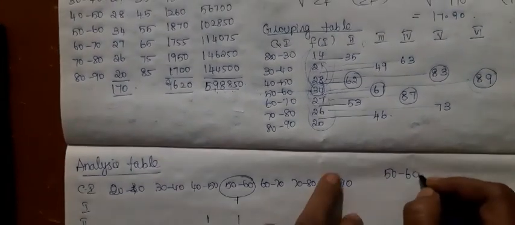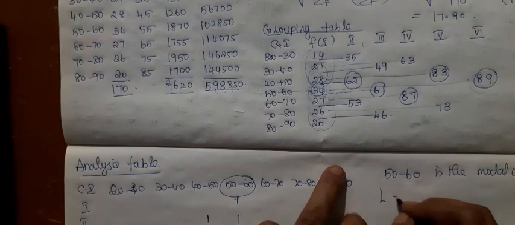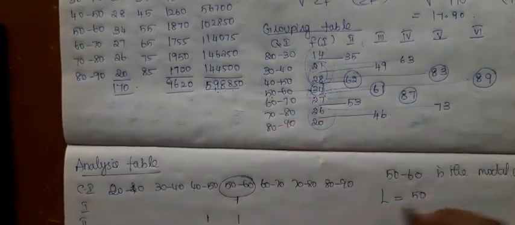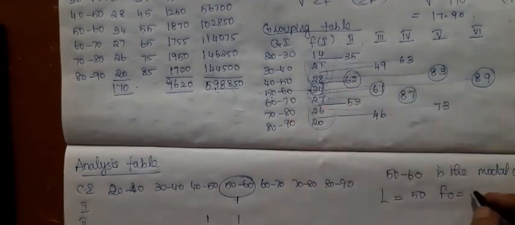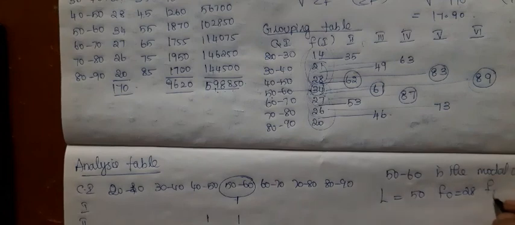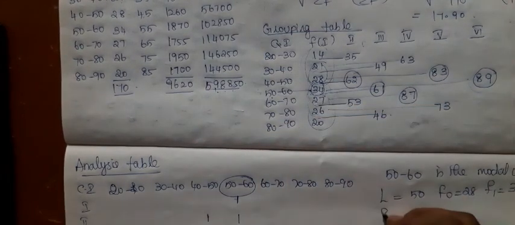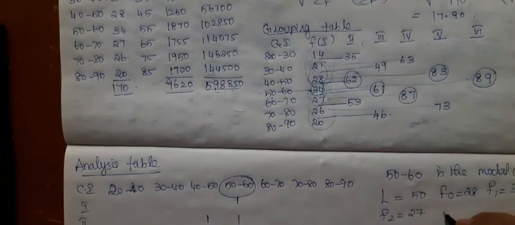Let us write 50 to 60 is the modal class. The lower limit of the modal class is 50, right? F naught, the frequency of the pre-modal class, is 28. The frequency of the modal class is 34. The frequency of the post-modal class is 27.